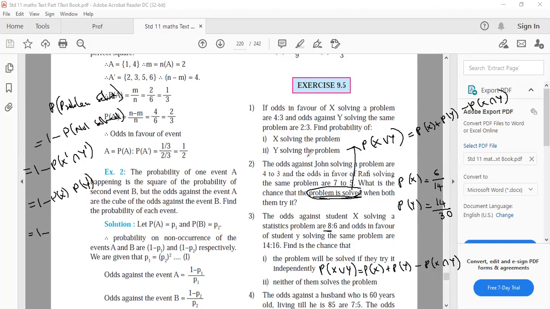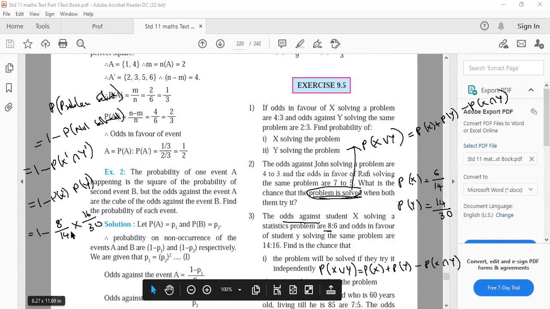So 1 minus probability of X don't solve. Odds against, so probability of X not solved is 8 upon 14. And the probability of Y not solved will be how much? 16 by 30. Is it clear?